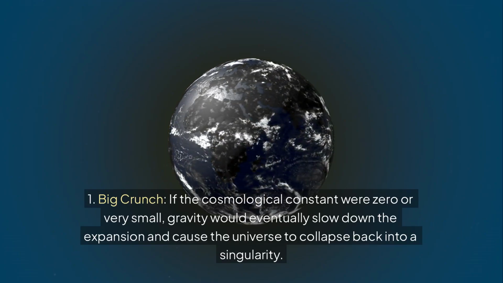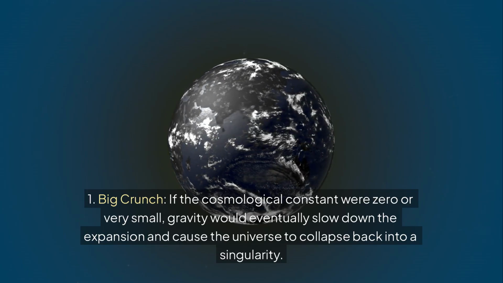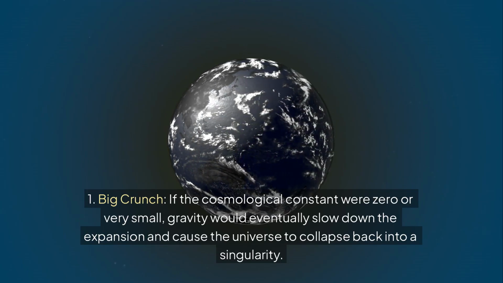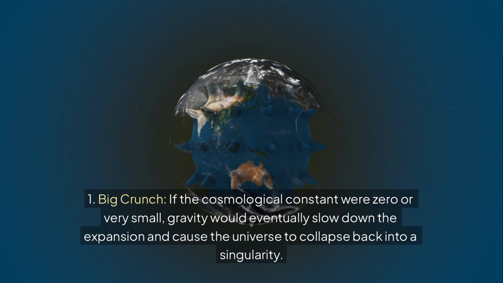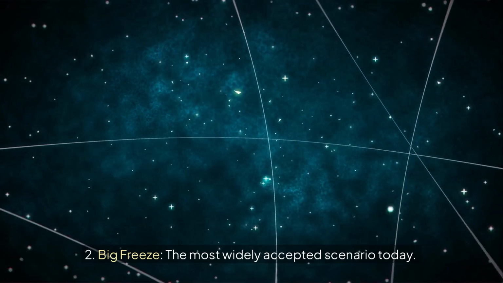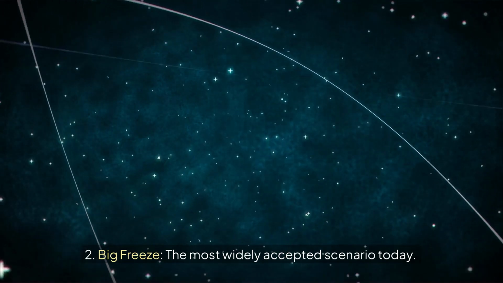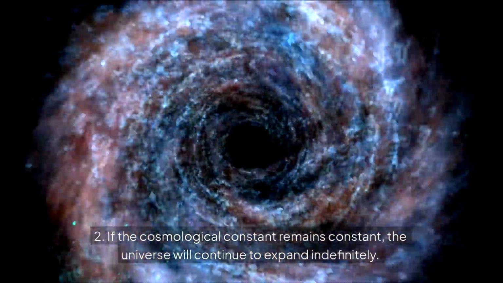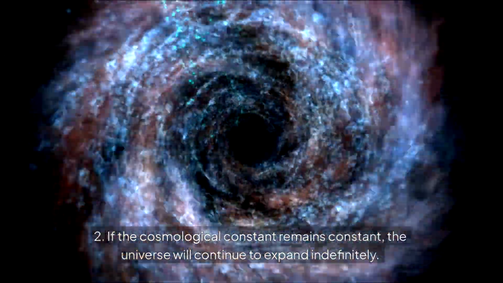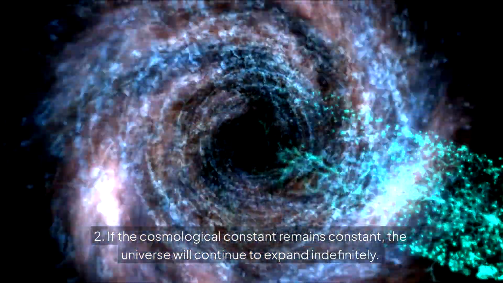1. Big Crunch. If the cosmological constant were zero or very small, gravity would eventually slow down the expansion and cause the universe to collapse back into a singularity. 2. Big Freeze. The most widely accepted scenario today. If the cosmological constant remains constant, the universe will continue to expand indefinitely.